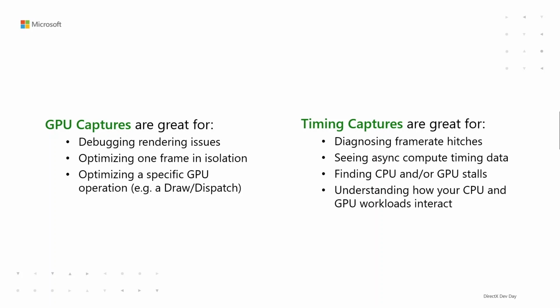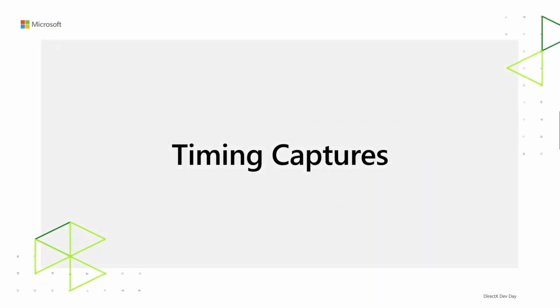Timing captures, meanwhile, they're more focused on the when than the what. Like, when exactly did events occur in your game? When did they occur relative to each other? And how long did they take? And things like that. Timing captures, well, they're great for helping you, say, track down a frame rate hitch in your game every so often, or help you understand why your GPU is stalled, waiting for your CPU work to complete. They're also the best way to see timing data for your GPU async compute work. So actually, while I'm talking about timing captures, let's dive deeper into them and see what's new and exciting about them.